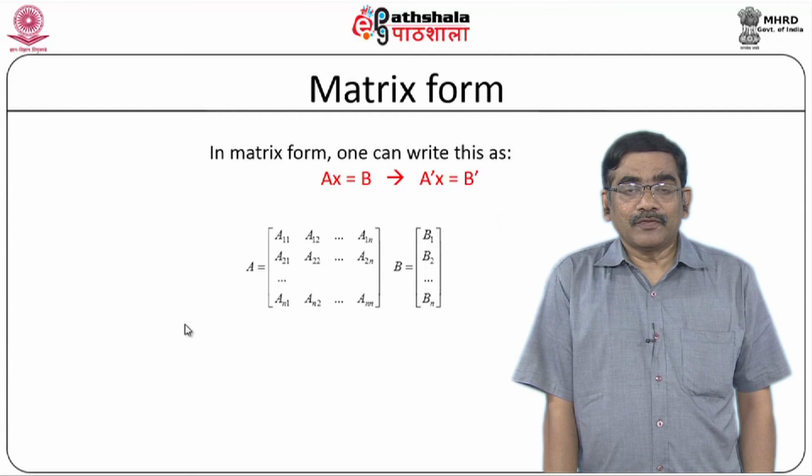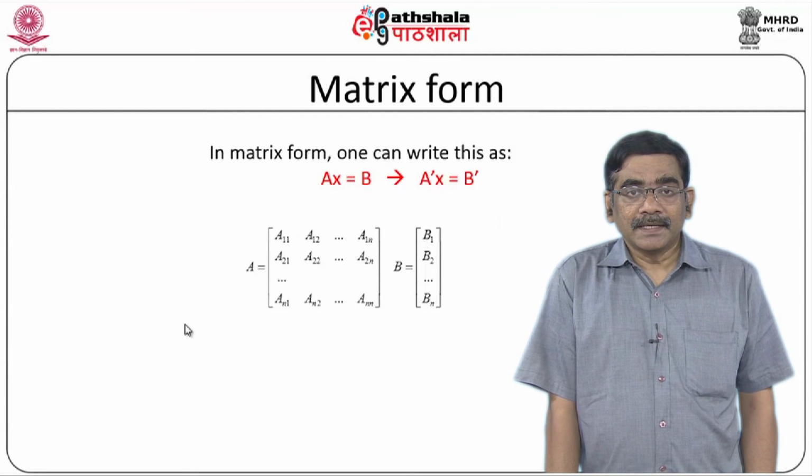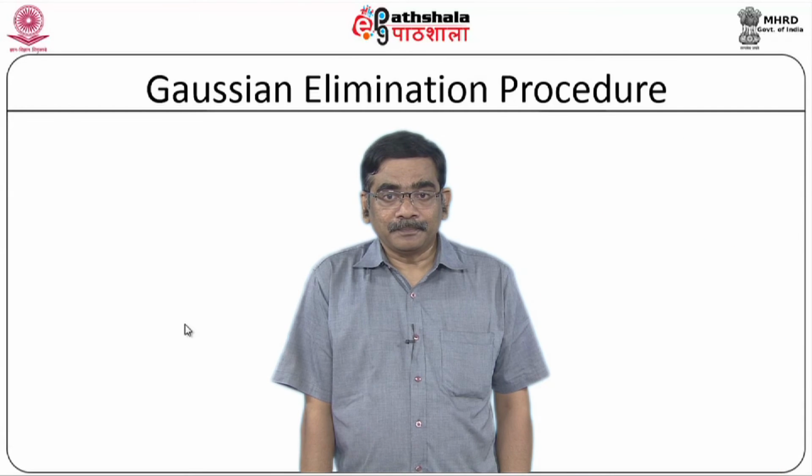In matrix form, I can represent the previous case as the problem of transforming A x equal to b into another problem of A prime x equal to b prime, where A and b are matrices like this. So, this is the matrix formulation of the Gaussian elimination problem.